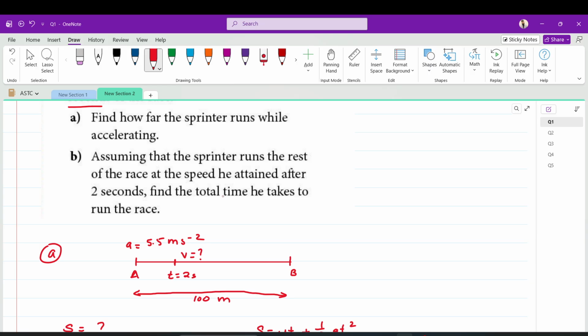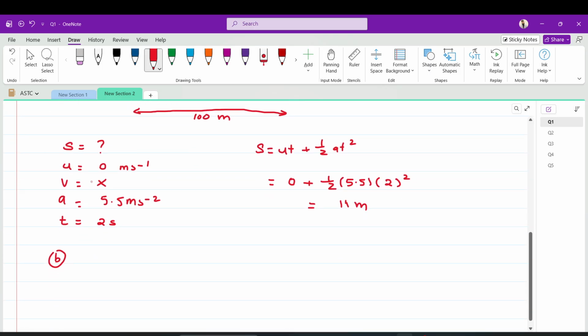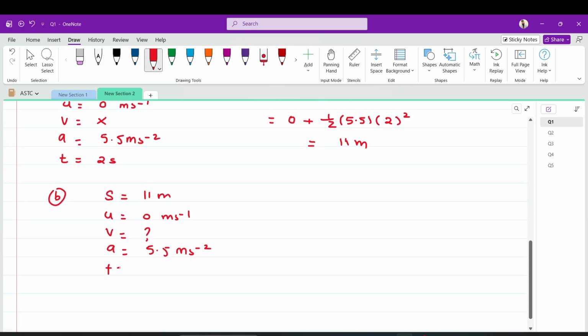All right, what else does it say? It says find the total time he takes to run the race. So basically, first of all, we need to find out what is the velocity that he attained after 2 seconds. Again, if we use the SUVAT equations, in the first 2 seconds, the distance that was covered was 11 meters. Initial velocity was 0. v is what we need to find. a is 5.5 meters per second squared, and t was 2 seconds.